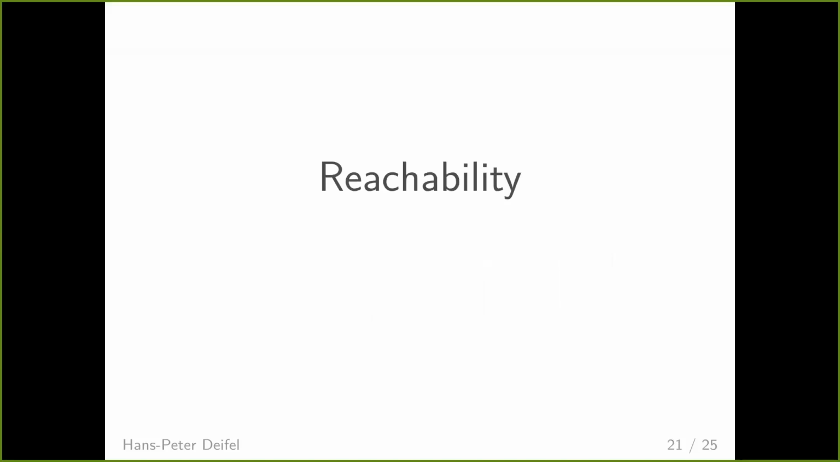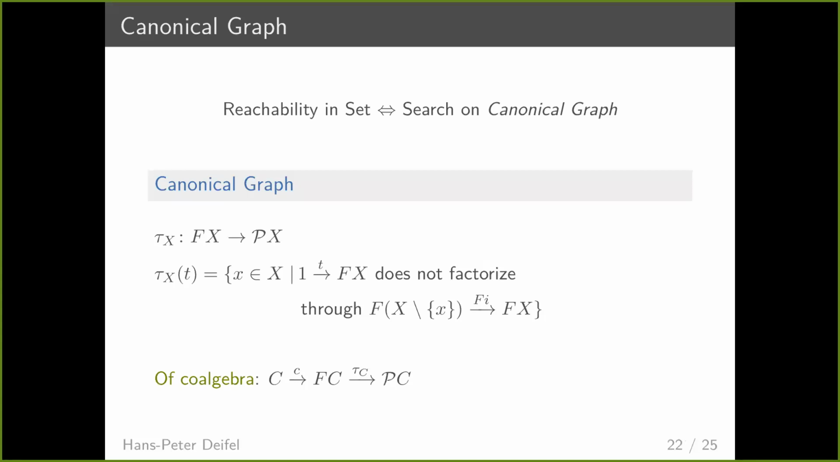Reachability for coalgebras in Set is actually quite simple, because in Set, reachability analysis on coalgebras just corresponds to a standard graph search on the canonical graph. The canonical graph is just a standard graph without edge labels and with directed edges. This graph search means you just do a breadth-first search or a depth-first search on it to compute the reachable part of the coalgebra. And that's a very nice result.